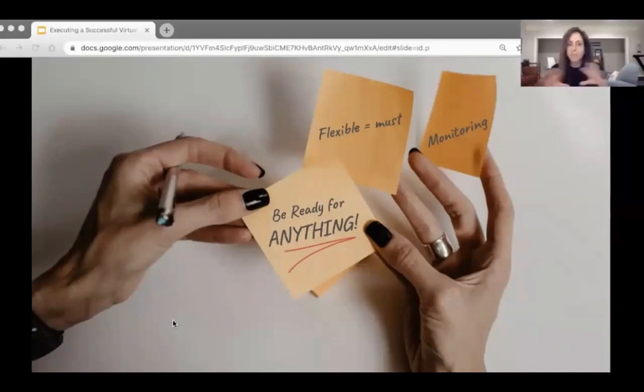And if you're in the middle of starting an RTI process from scratch, don't worry. You can plan and execute it all virtually.